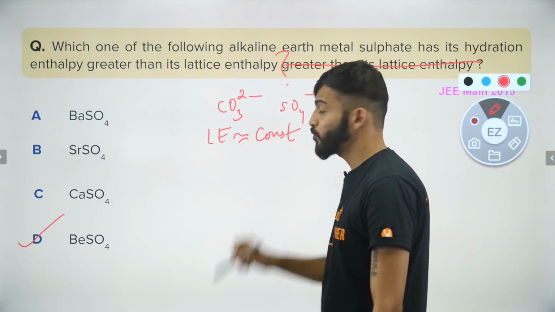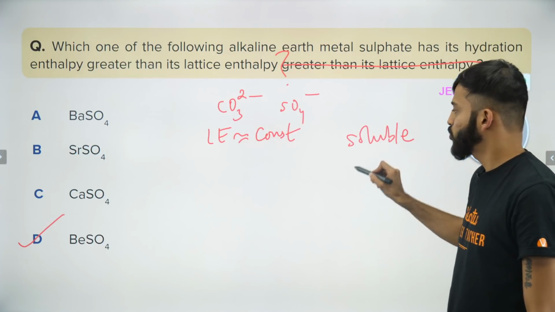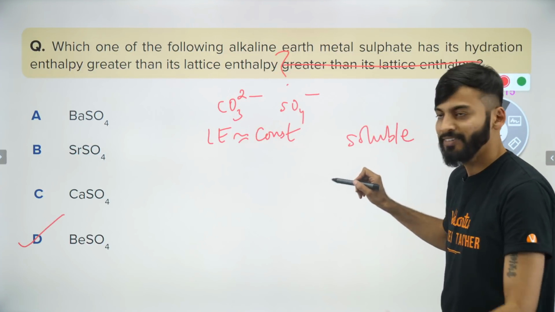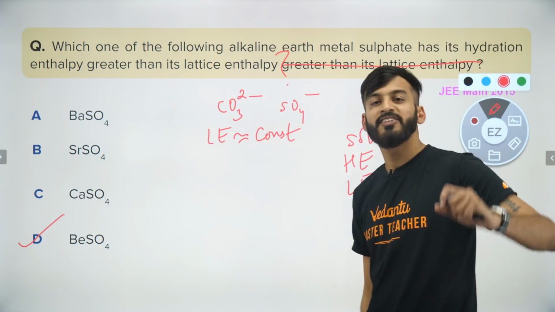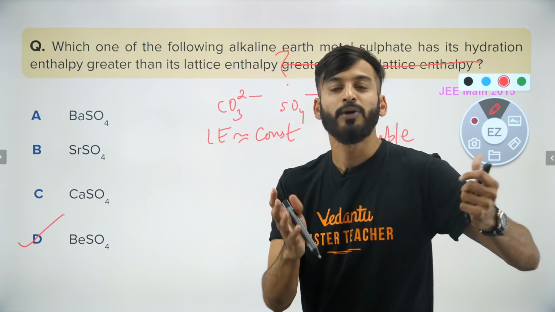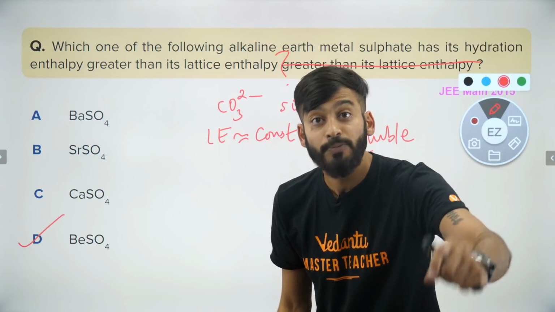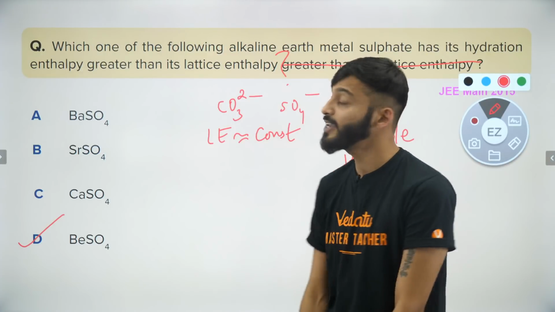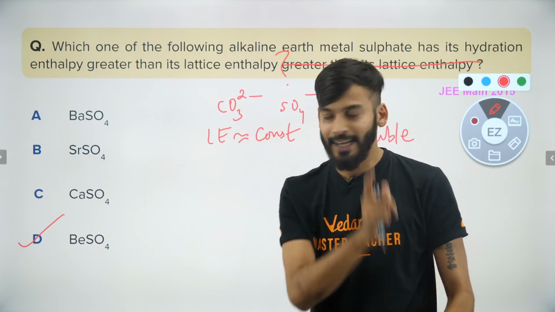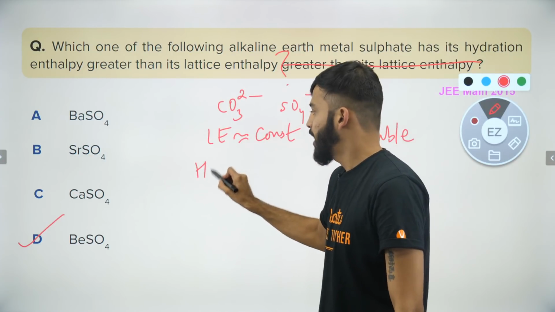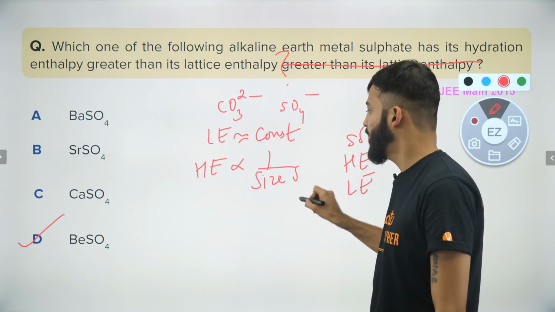So for anything to get soluble, two factors are fighting: one is hydration energy, one is lattice energy. कोई सा भी जो बड़ा हो जाए, whichever is greater will predominate and govern the course. If hydration energy is bigger than lattice energy, then solubility will also be more. In this question they have asked which has the greatest hydration energy, so solubility will also be high for that. Hydration energy is inversely proportional to the size of the ion.